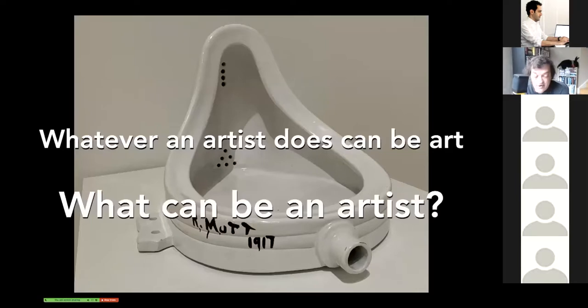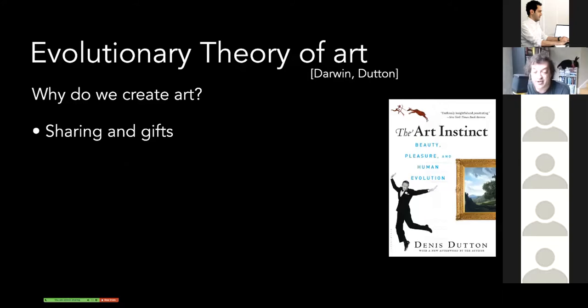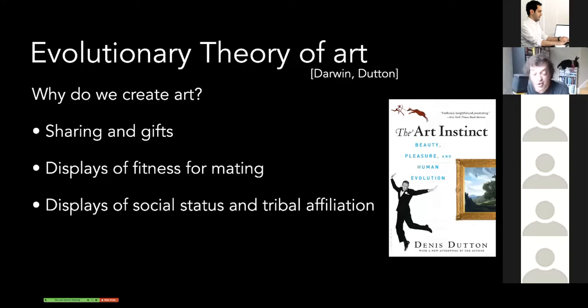And for inspiration for this, I really am inspired by the evolutionary theory of art, which I find persuasive in this book. The Art Instinct is one of the best books I've read on art. I really, really recommend it. It presents an argument of why we create art for evolutionary purposes: the role of art for our Pleistocene ancestors was for sharing and for gifts, for displays of fitness, for mating, and displays of social status and tribal affiliation, and communication, especially storytelling.